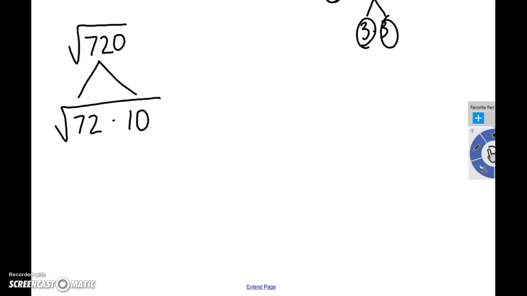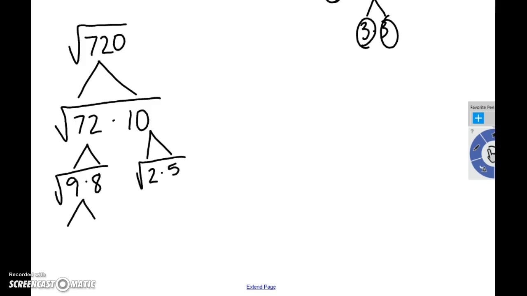Okay, the square root of 10 can be simplified to be the square root of 2 times 5. Those are both prime numbers, so we're good. 72 can be broken down into 9 times 8. Neither one of those are prime numbers, so let's go ahead and keep breaking them down. I'm pretty sure that we could take 3 times 3 times 2 times 4, because the 3 times 3 gives us the 9, and the 2 times 4 gives us the 8. 3, 3, 2 are all prime, 4 is not, so I'm going to break it down into 2 times 2.